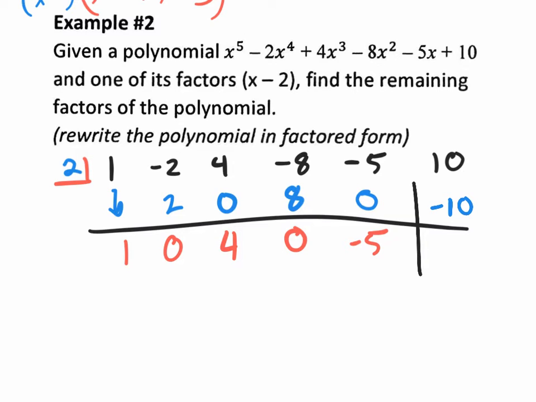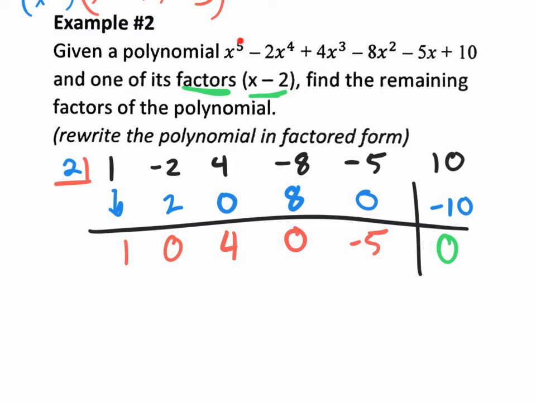Now, I am not surprised that the remainder is 0. Why? Because they told us that it is a factor. One of the factors is x minus 2. I already knew that, right? But why did I do this? So I could get my depressed polynomial and continue factoring to find the other factors. Make sense? So what is my depressed polynomial going to be?